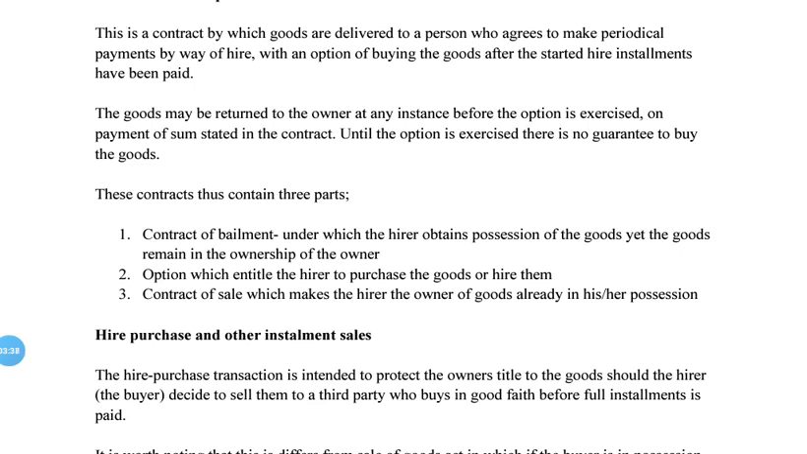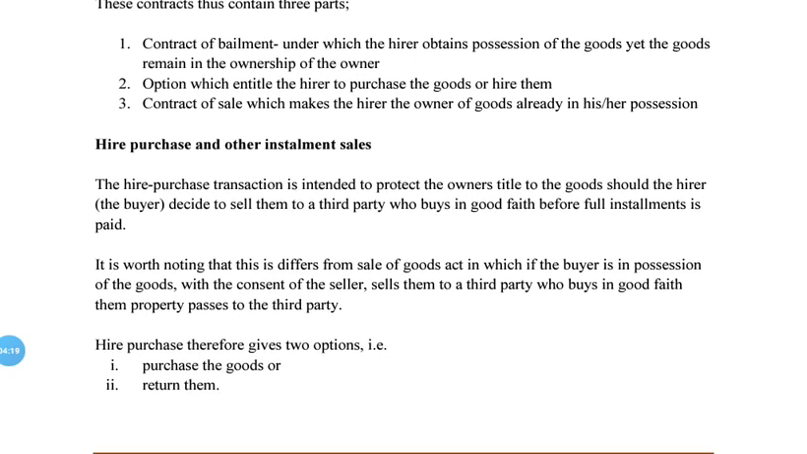Second, the option, which entitles the hirer to purchase the goods or hire them. Number 3 is the contract of sale, which makes the hirer the owner of the goods already in his or her possession. So, hire purchase and other installment sales.